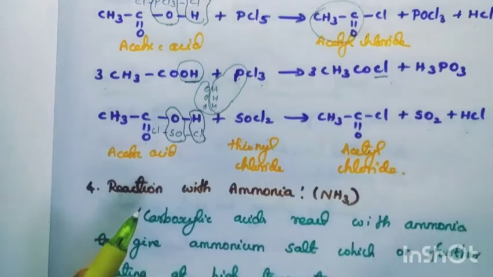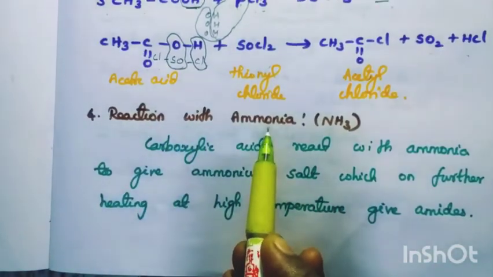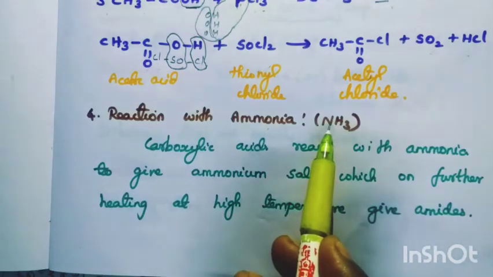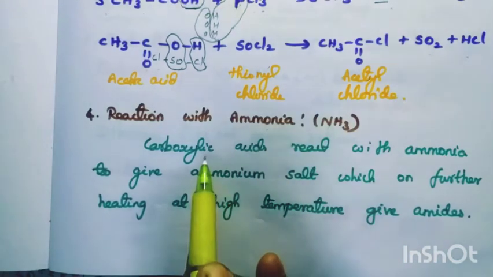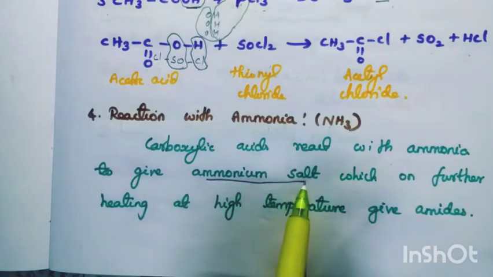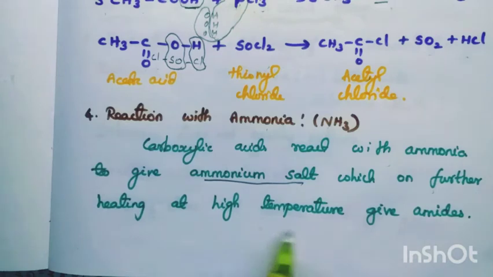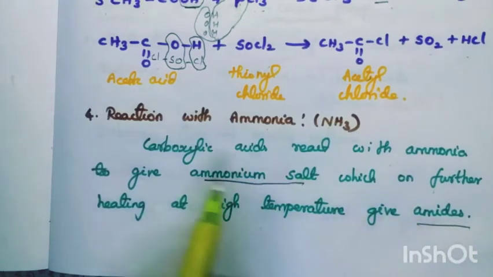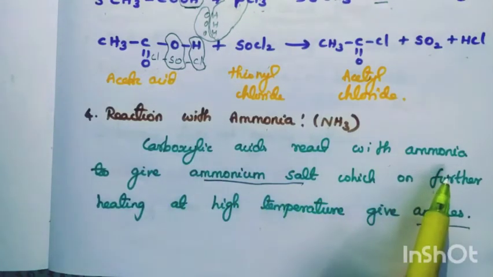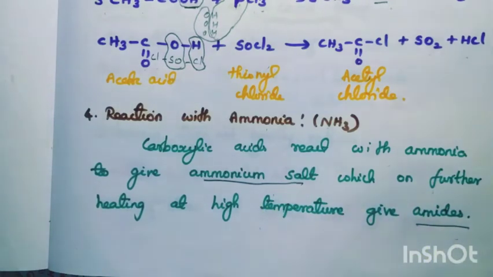And the next is the reaction with ammonia, NH3. We know the formula for ammonia. Carboxylic acids react with ammonia to give an ammonium salt first, which on further heating at high temperature gives amide. So acids with ammonia give ammonium salt and then amides.